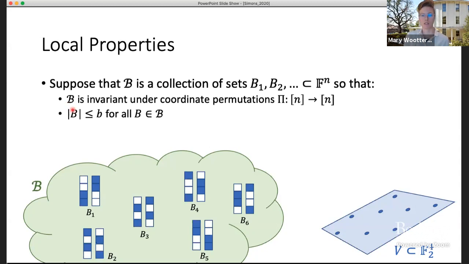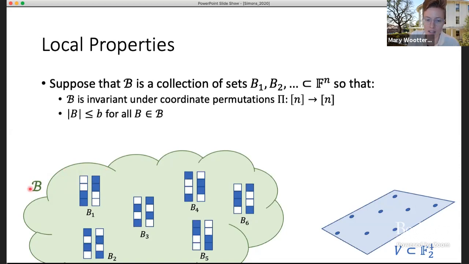Intuitively, a local property is defined by the exclusion of bad sets. A little more formally, suppose that curly B is a collection of bad sets, B1, B2, and so on. These are subsets of F^n. The following things hold. First, I want B to be invariant under coordinate permutations. Let me illustrate that with an example. Here's a possible collection of bad sets: bad sets of size 2 that live in F_2^4. The dark squares are meant to be 1s and the light squares are meant to be 0s, I guess.